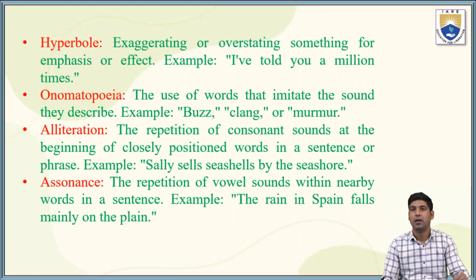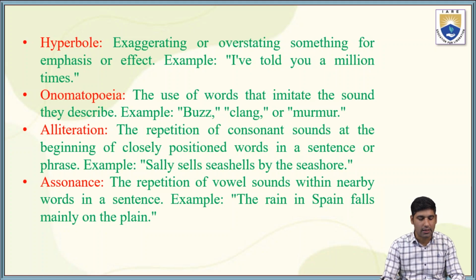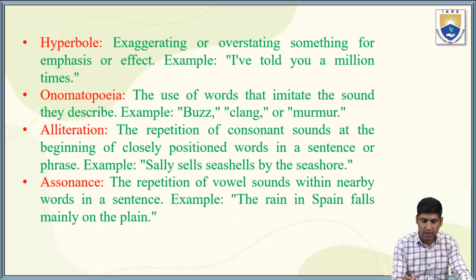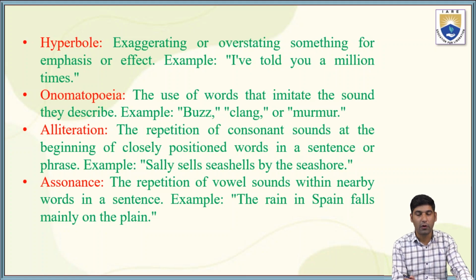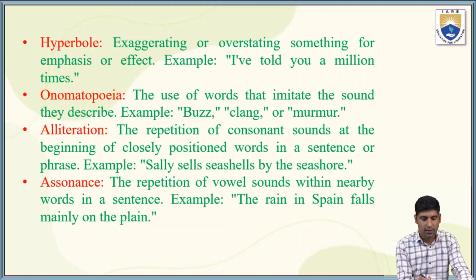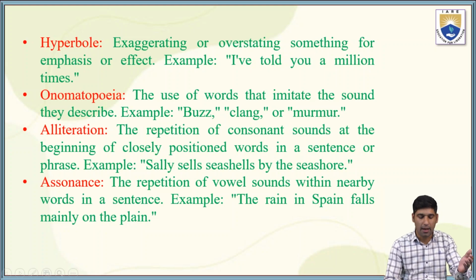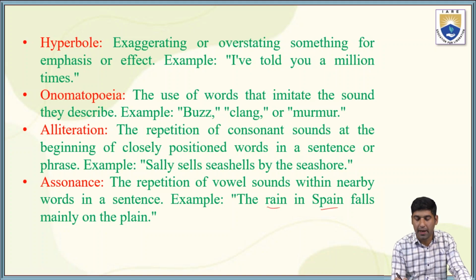Then alliteration is the repetition of consonant sounds at the beginning of closely positioned words in a sentence or phrases. See, Sally sells seashells by the seashore. We have the repetition of the s sound. This is called alliteration. Then we have assonance. It is a repetition of vowel sounds, like we have the a sound in rain and Spain.